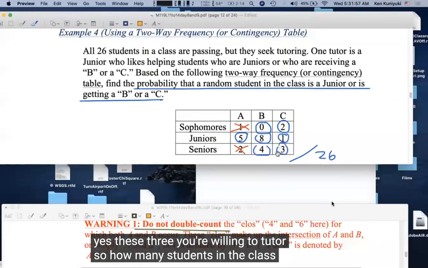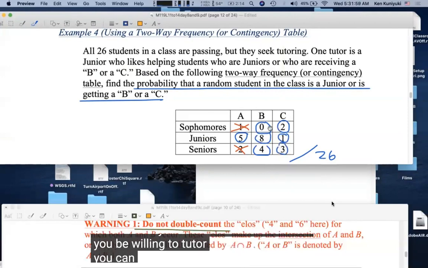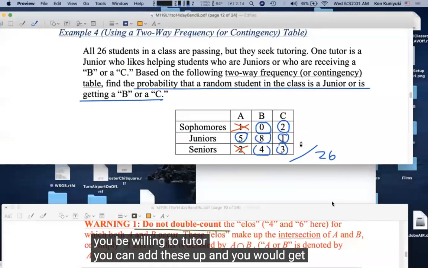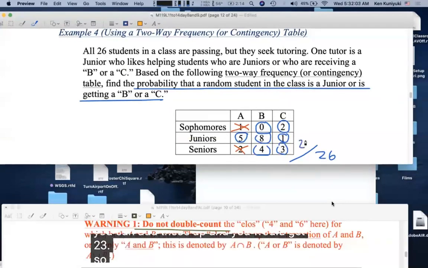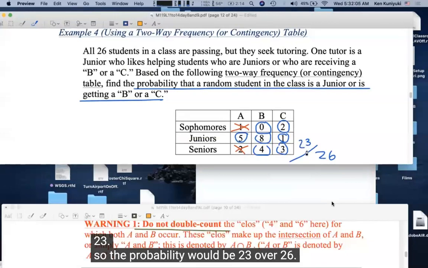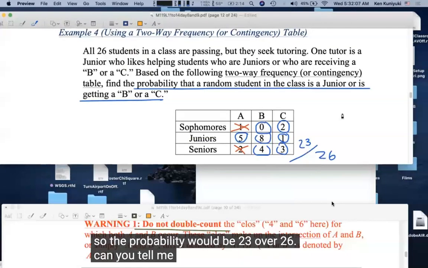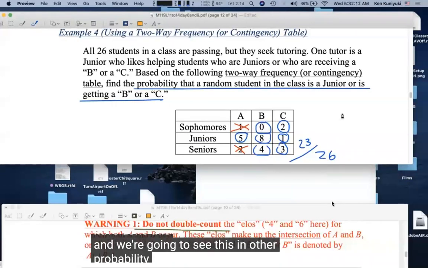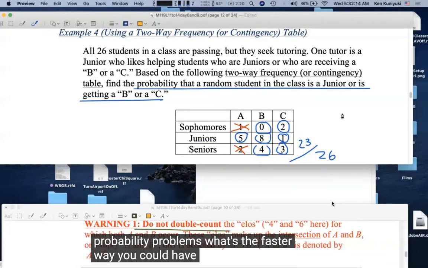So how many students in the class would you be willing to tutor? You can add these up, and you would get 23. So the probability would be 23 over 26. Can you tell me a faster way you could have done this? And we're going to see this in other probability problems. What's the faster way you could have done this?